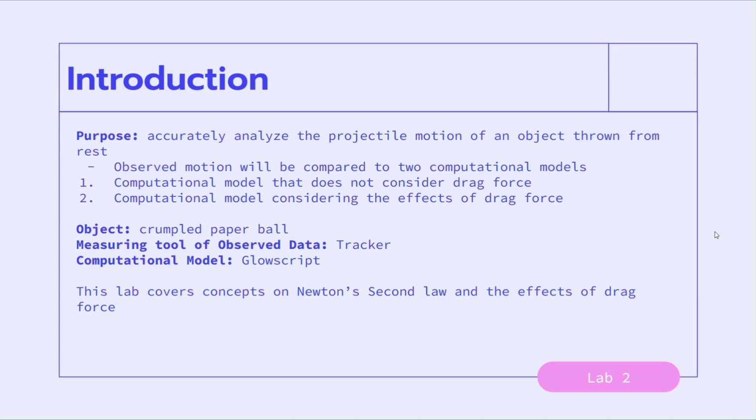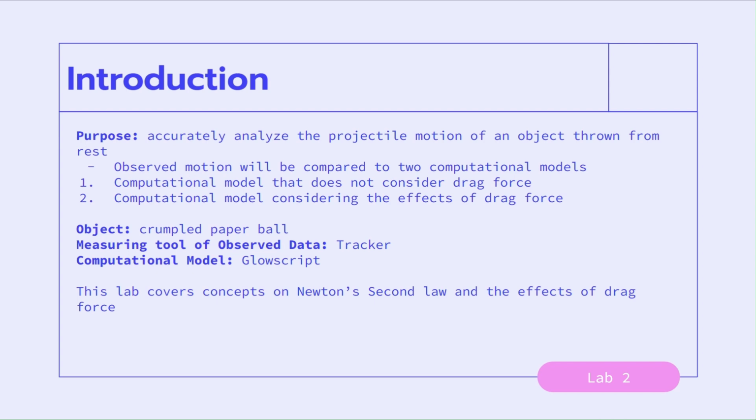So a little bit of introduction to this experiment. The purpose of this lab was to accurately analyze the projectile motion of an object thrown from rest. To do this, we took an observed motion and compared this to two computational models. The first model does not consider drag force and only considers gravitational force. The second model considers the effects of drag force.